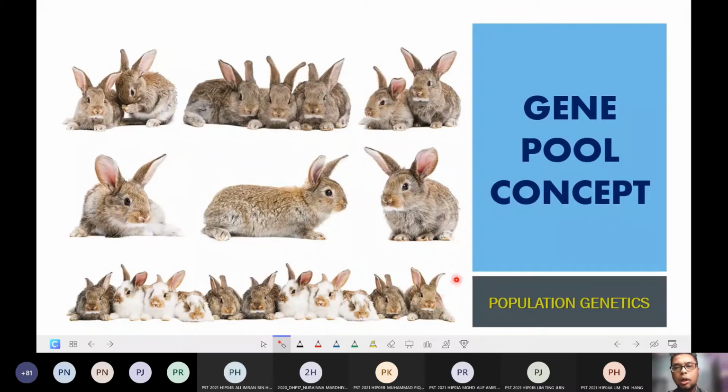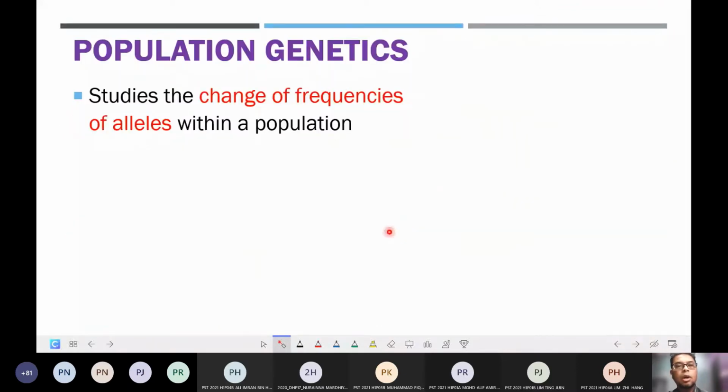Okay, we will go into topic number 5, which is population genetics, and we will start with the concept of the gene pool. And so, what is actually population genetics? This is the field of biology in which we study the change of frequencies of alleles within a population.